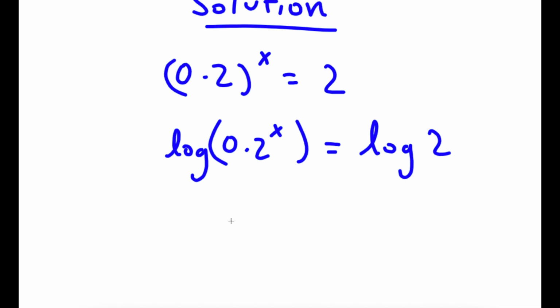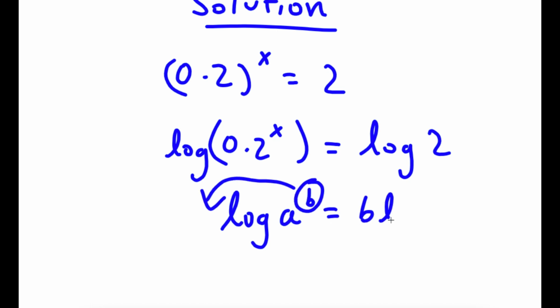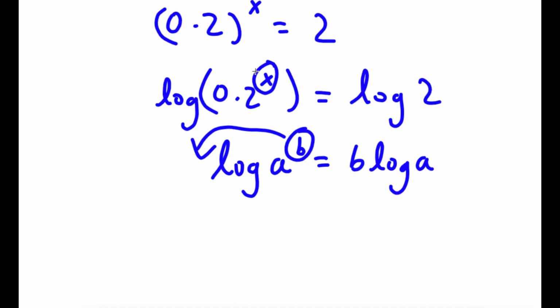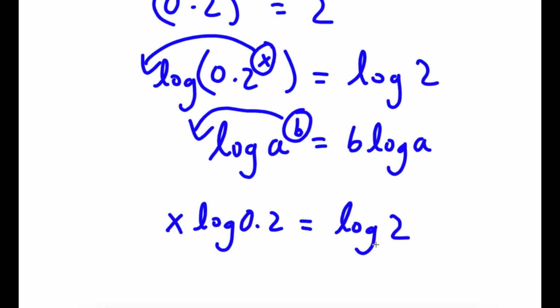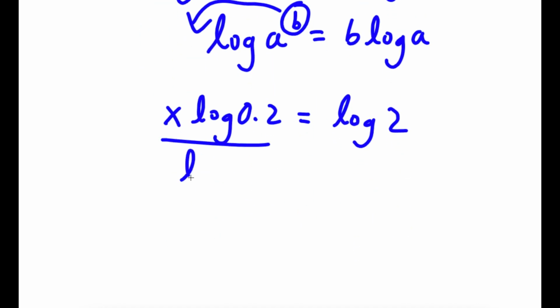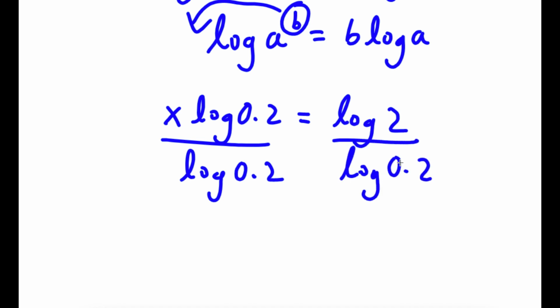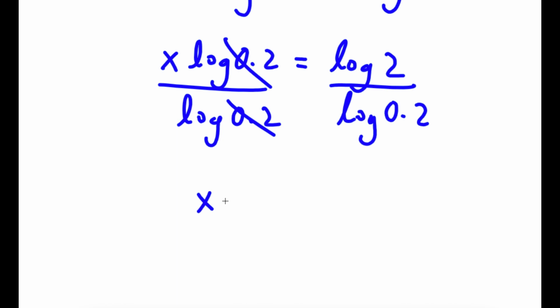And if I have something in the form log a to the power of b, I can actually move this exponent b here to the front. So this can equal b times log a. So in this case, I have log of 0.2 to the power of x, and I can move x to the front. So now I have x times log 0.2 is equal to log 2. Now if I divide both sides by log 0.2, these two cancel out, and I get x is equal to log 2 over log 0.2.